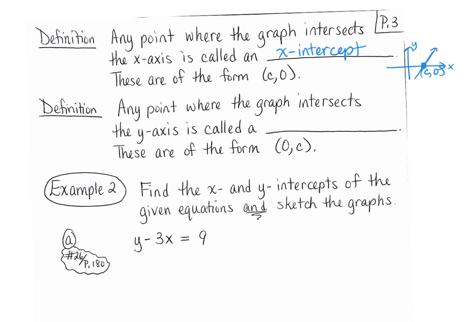That's your x-intercept. Any point where the graph intersects the y-axis is called a what? You got it. It's called your y-intercept. These are of the form 0 comma c. So in other words, when you cross the y-axis, like so, that point there would be 0 comma c.